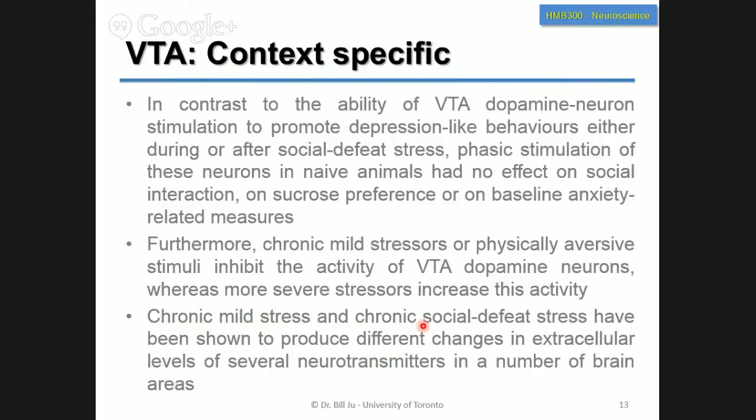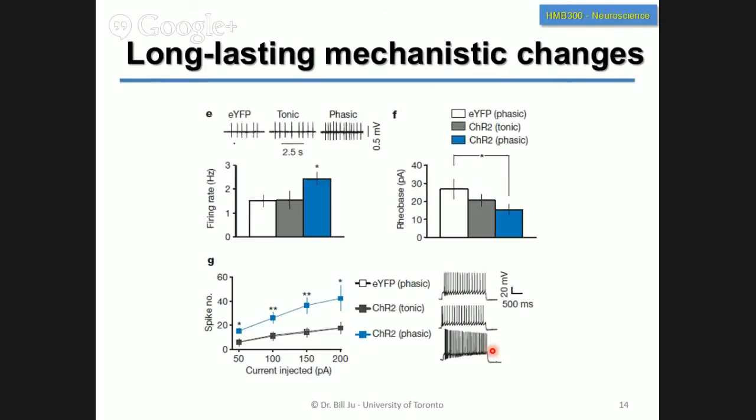Chronic mild stress and chronic social defeat stress actually are not equal. So they will have different changes in the extracellular level of different neurotransmitters, and different brain regions seem to be affected. And so in the social defeat model that they're looking at, it seems to be very, very specific.